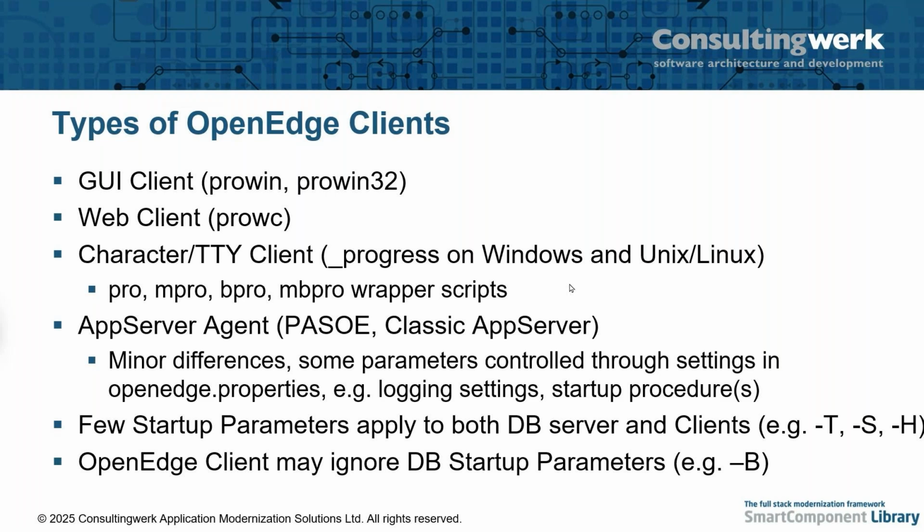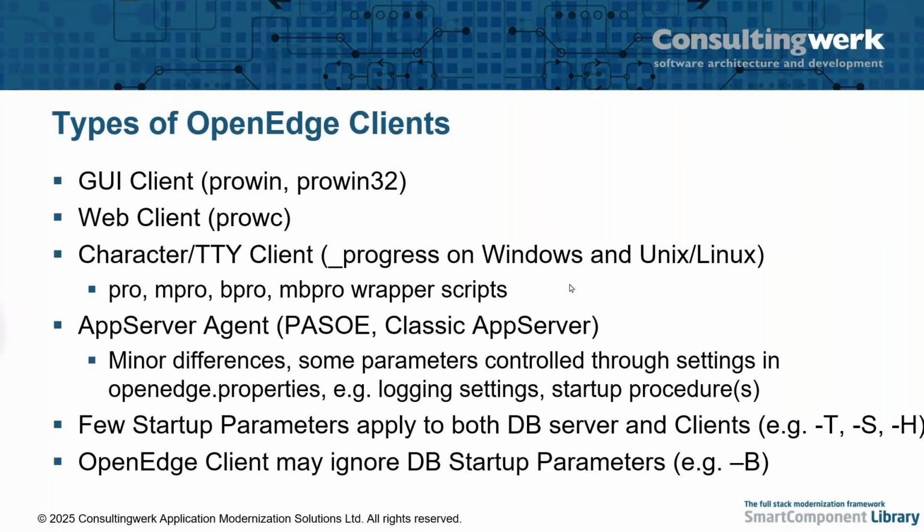There are client session startup parameters, and most of the client session startup parameters are equally valid for the client runtimes and the app server agent process. There are some differences in the way you set them for the app server, especially things like the logging or the startup procedures for the app server. They're not configured using actual parameter switches. They are configured using settings in the OpenEdge.properties file. Well, for those still on 11.7, it might still be the classic app server, and then it's a ubroker.properties file. But in 6 weeks from now, nobody's going to talk about 11.7 anymore, I hope.